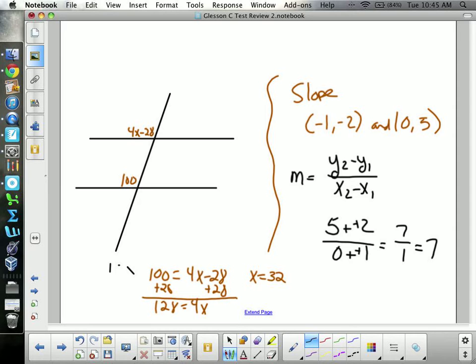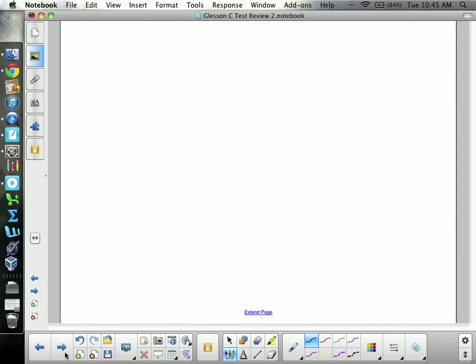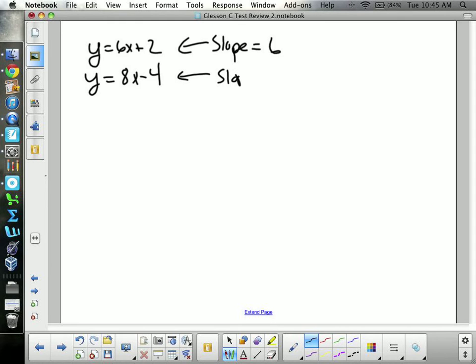Number 12, the slopes are what? What are the two slopes? It's y equals 6x plus 2 and y equals 8x minus 4. What's the slope of this line? And the slope of this line? Okay, is that parallel, perpendicular, or neither? It's neither. Neither parallel nor perpendicular.